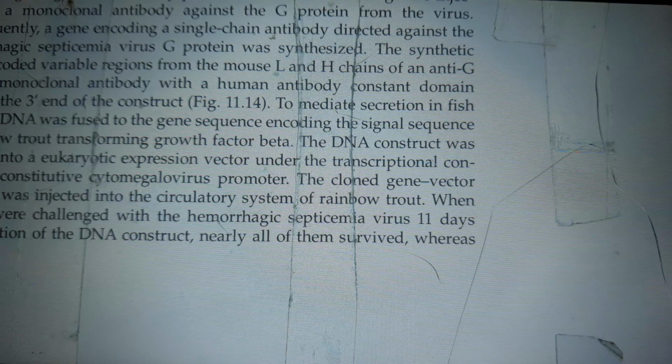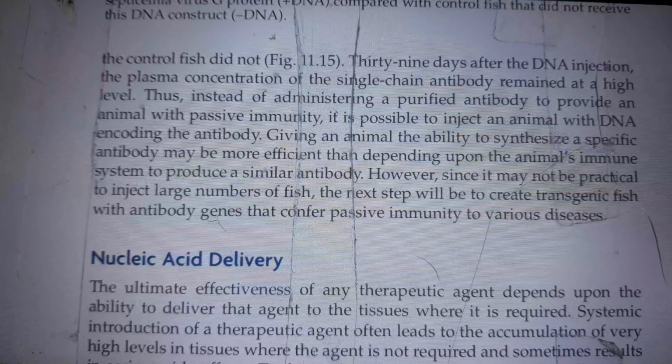11 days after injection of the DNA construct, nearly all of them survived, whereas the control fish did not. 39 days after the DNA injection, the plasma concentration of the single-chain antibody remained at a high level. Thus, instead of administering a purified antibody to provide an animal with passive immunity, it is possible to inject an animal with DNA encoding the antibody.